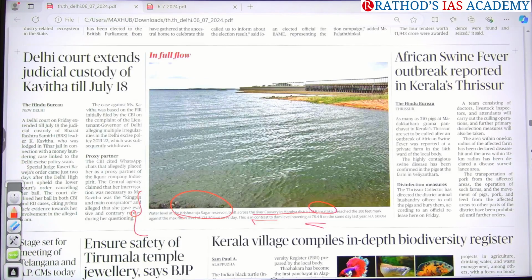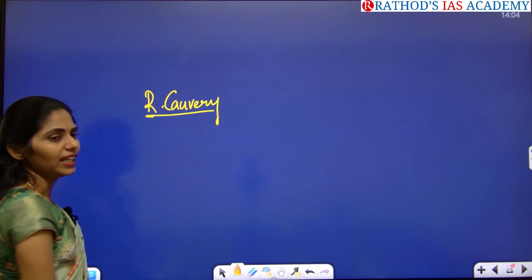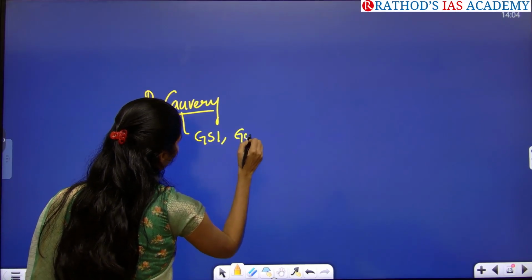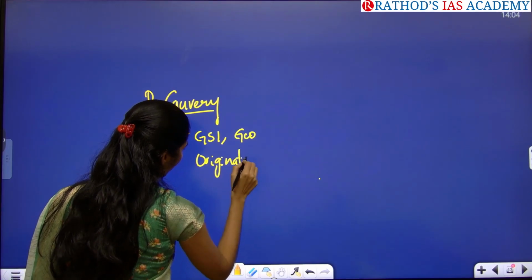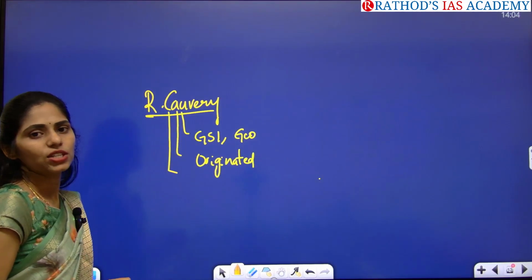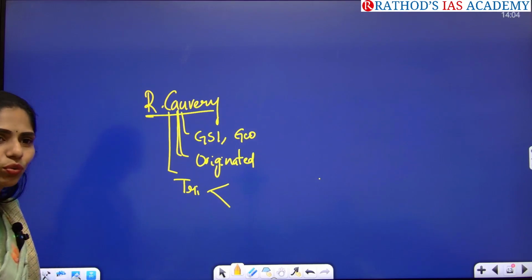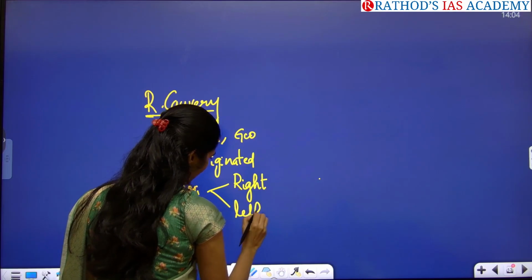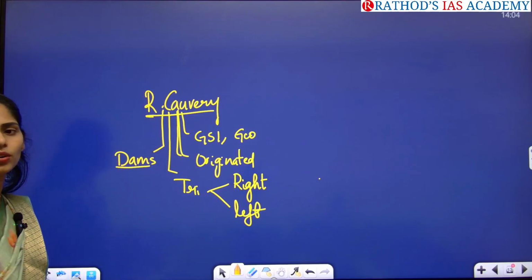Okay, so this article is very important. Here you have to see some dimensions, guys. The first one is about river Kaveri. Whenever you see any river in the news, there is a high chance of getting a question on it. This will be important from GS Paper 1 under geography. Here you have to see the place where it originated, and you have to see the tributaries of river Kaveri. Whenever you see tributaries, you have to see which are the right bank tributaries and which are the left bank tributaries. And you have to see the important dams which have been constructed over that river, river Kaveri.